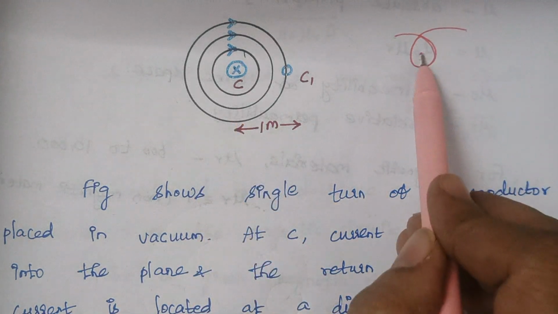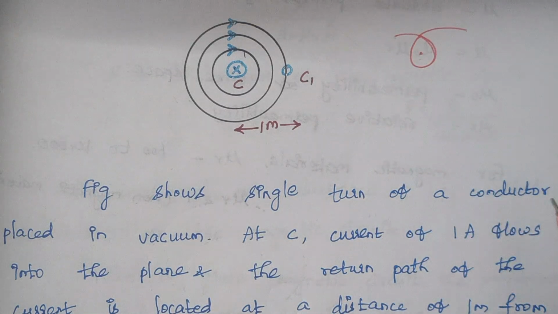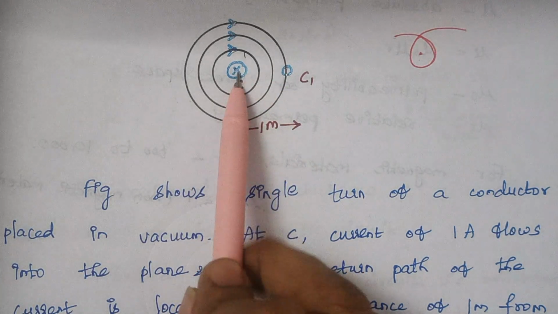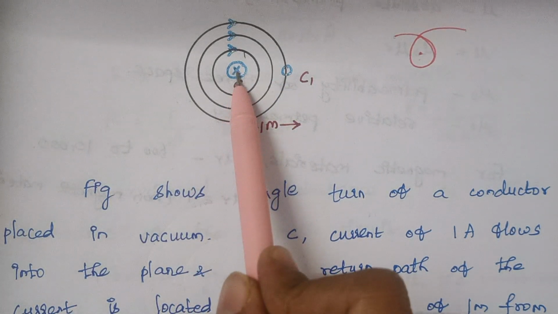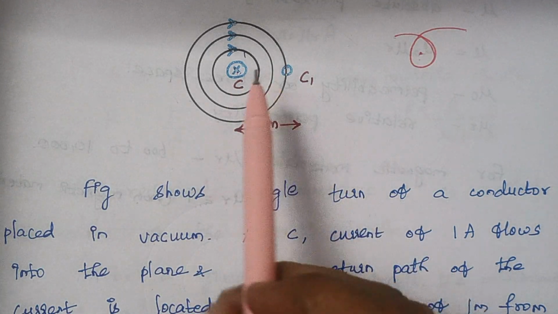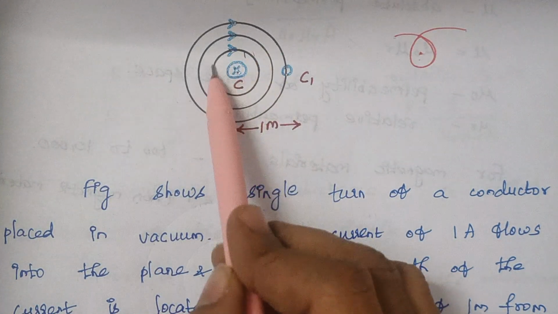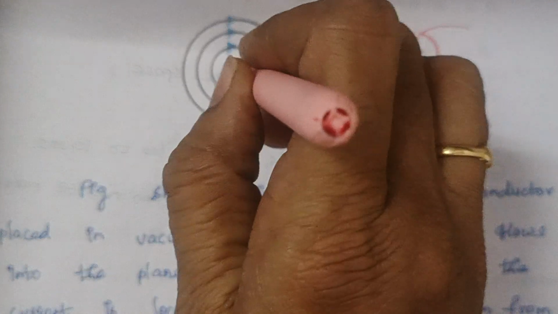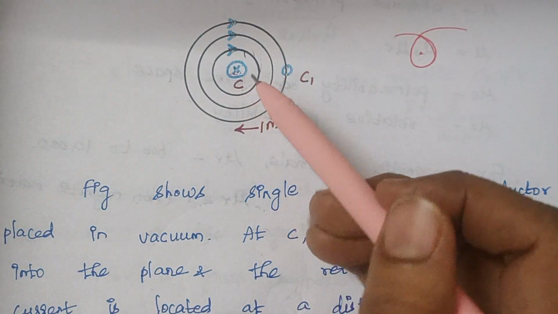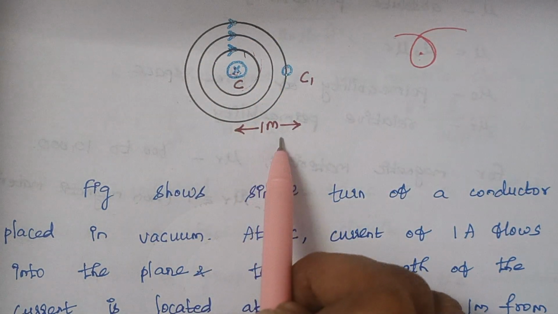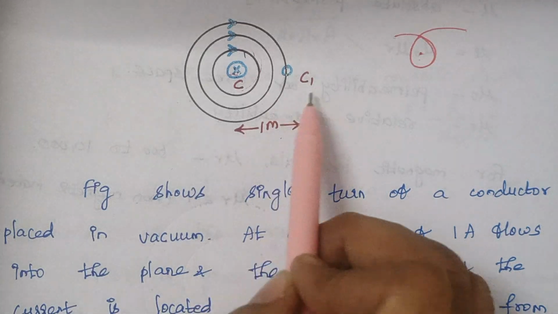And the current that flows inside the conductor returns at a distance of 1 meter from the center part of the plane, right? Can you understand? Can you make a guess? Here we have a single turn conductor, and we have to restrict it like this. A current of 1 amp flows into this plane like this, and the current that flows into the center comes out at a distance of 1 meter, and here I am representing that as C1.